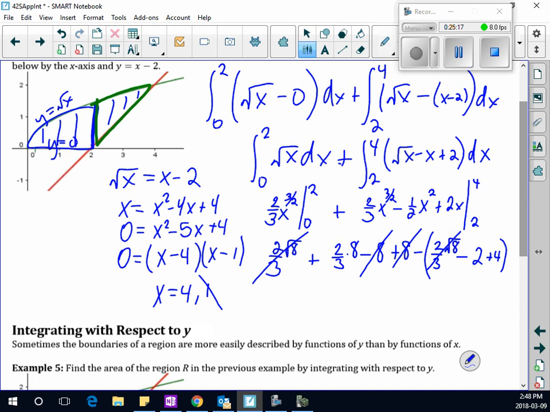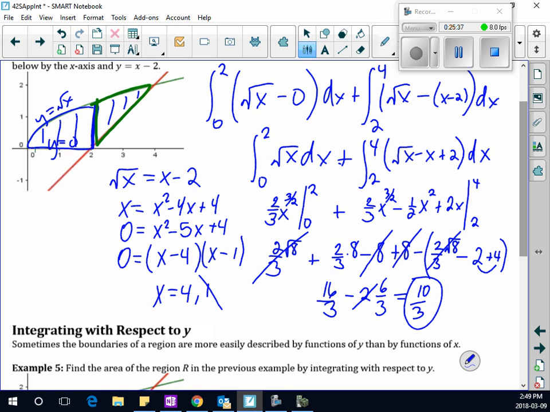Okay, so then I get 16 over 3, and then this is minus 2 plus 4, which is 2, but there's a minus, so minus 2. Yes? So that is 6 over 3, so I get 10 over 3 as my final answer.